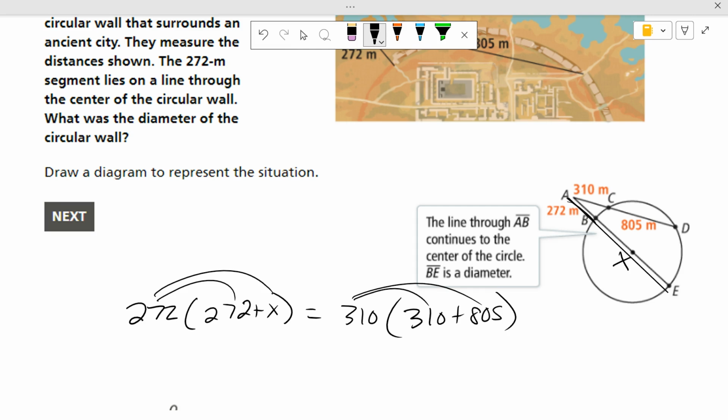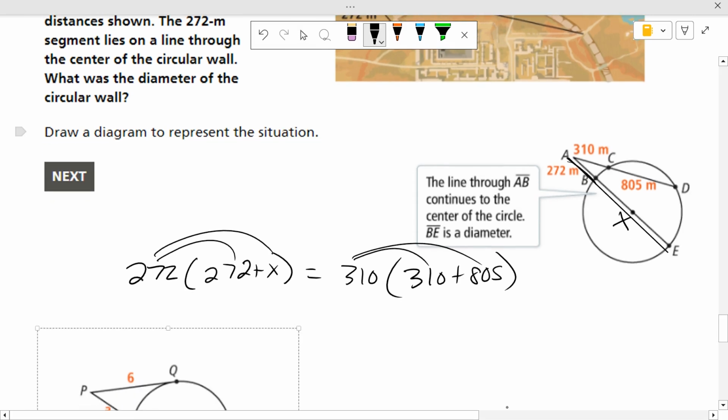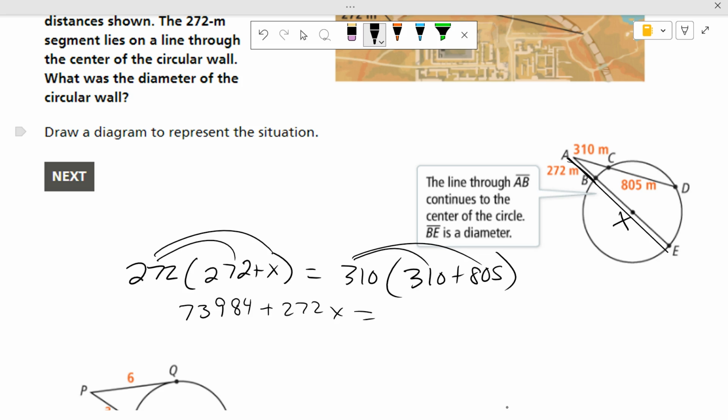Take 272 times 272. Help me out, calculator people. 73,984 plus 272x equals, what's 310 times 310? 96,100 plus 310 times 805. 249,550. Add these two up. 345,650.